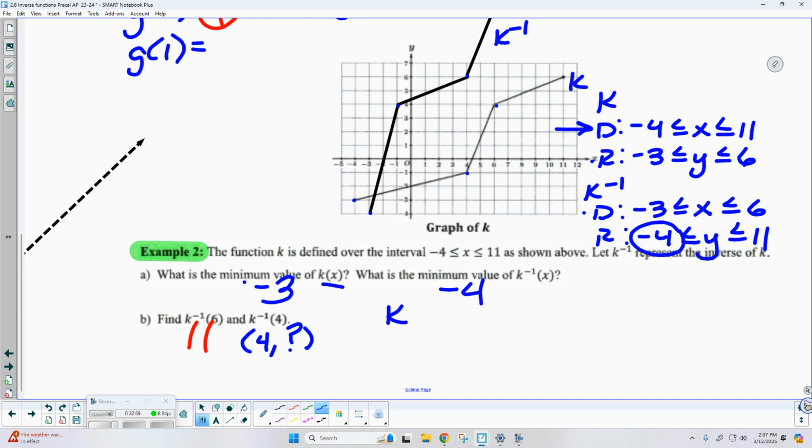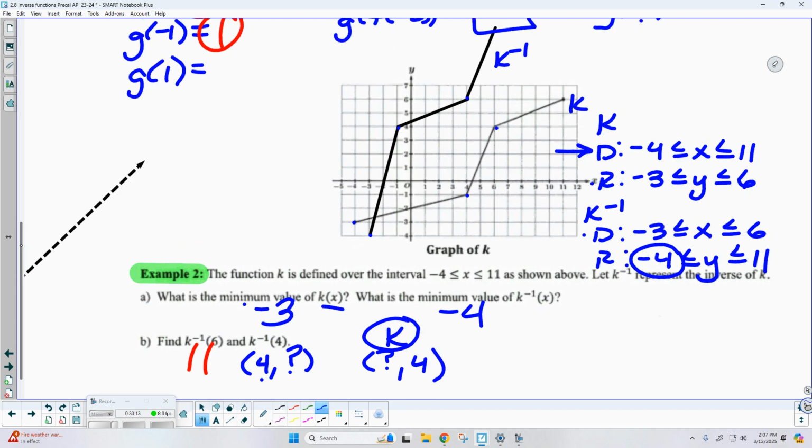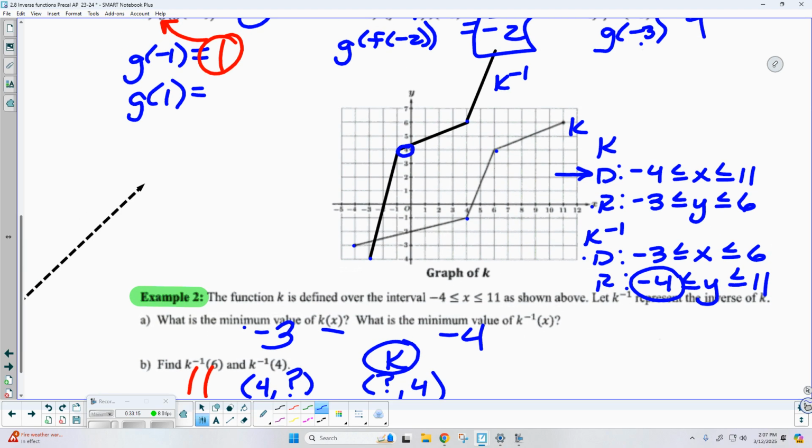On the function K, these are just going to switch, right? So I know this X value of 4 is now going to become a Y value of 4. So I just don't know what its corresponding X is. So if I go back to the graph of K, I have a Y value of 4 right here. If I were to go over to the graph and hit it, I'm getting my answer of 6. So that one right there has an answer of 6.